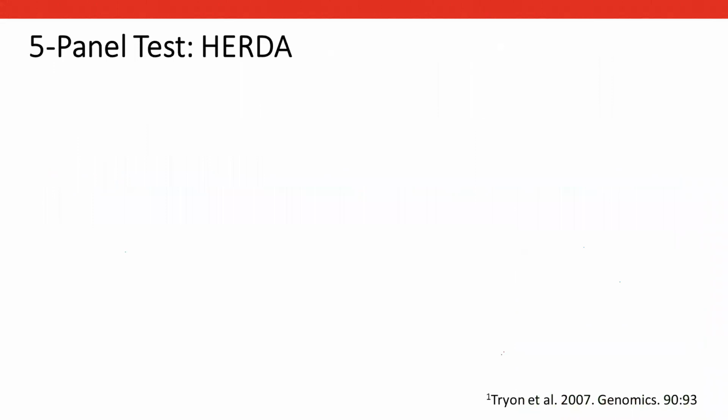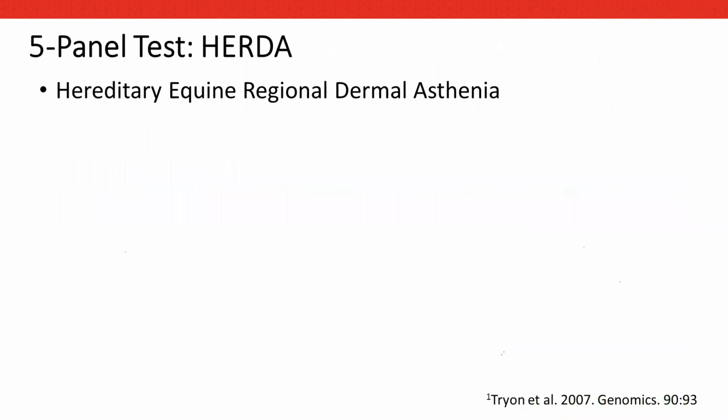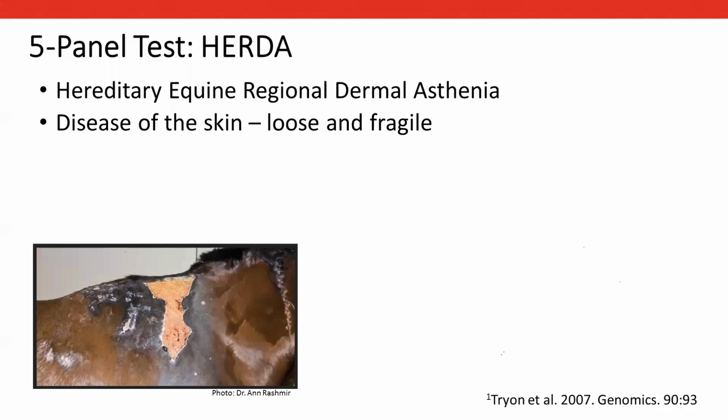So continuing with the 5-panel test, HERDA is next on the list. HERDA stands for Hereditary Equine Regional Dermal Asthenia. And as that name suggests, the dermal part of it is a disease of the skin. The skin is loose and fragile, and it's due to a recessive mutation, the PPIP gene.